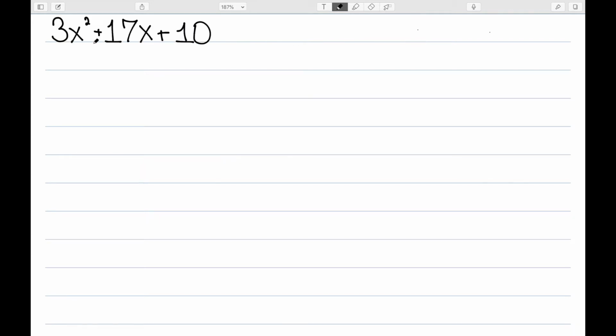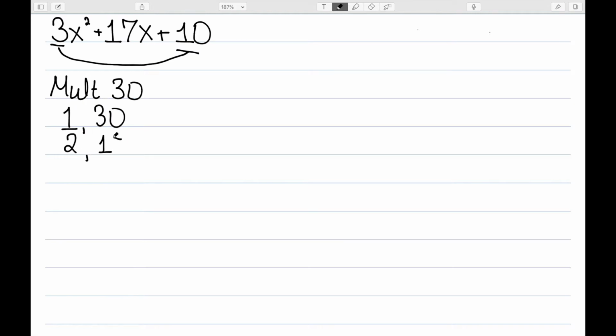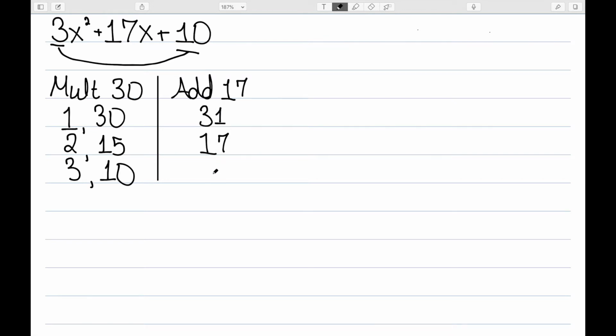For my first example, I have 3x squared plus 17x plus 10. So I need to multiply 3 and 10. That gives me 30. So I need to think of things that multiply to be 30. Well, that would be 1 and 30, 2 and 15, or 3 and 10. And then I need them to add to be the number in front of x, 17. This is 31, 17, and 13. So I have the one that I need.